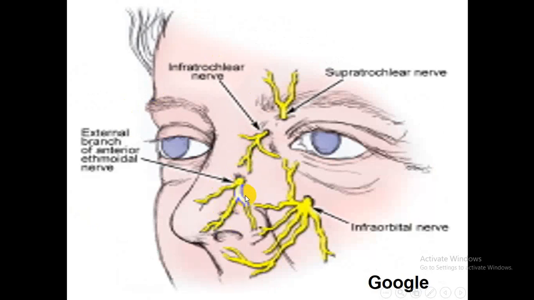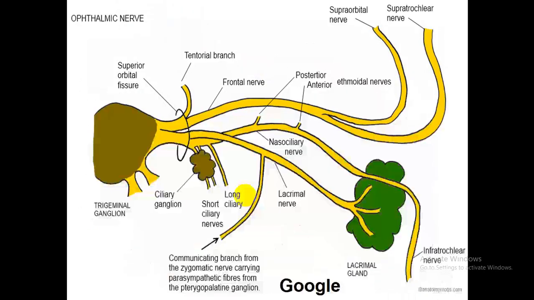فإذا nasociliary عطاني 5 branch, أعيدهم. Number 1 communicating sensory branch to the ciliary ganglia. Number 2 long ciliary nerve. Number 3 posterior ethmoidal. Number 4 infratrochlear nerve, and number 5 anterior ethmoidal nerve.